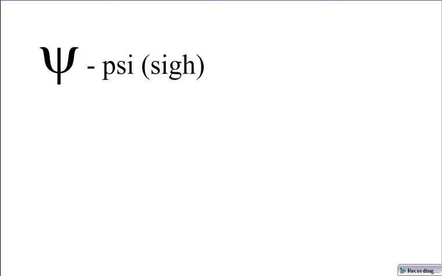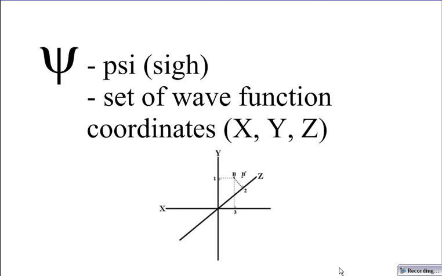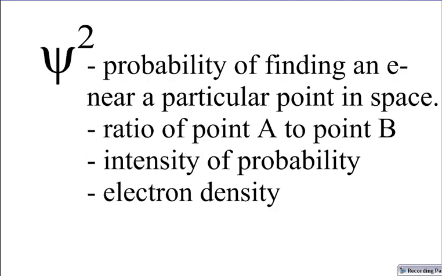The types of standing waves where only certain allowed wave functions could fit around the orbits, Schrödinger symbolized with the Greek letter psi, which is a set of wave function coordinates x, y, and z. Because in order to find something in three-dimensional space, you need a location on the x, y, and z axis. Z being going into the screen and going out of the screen.